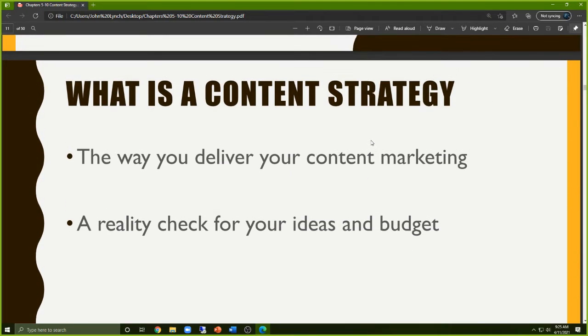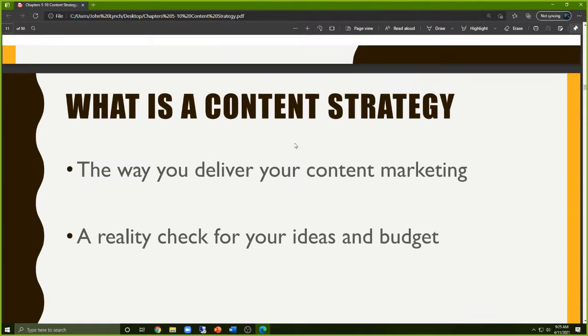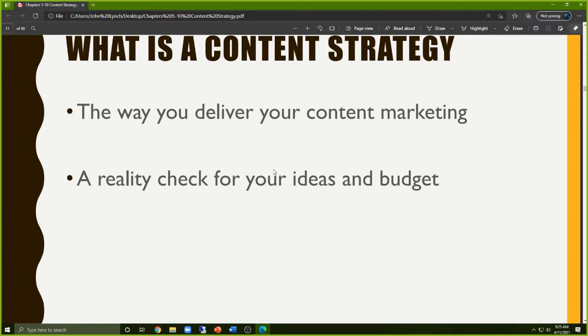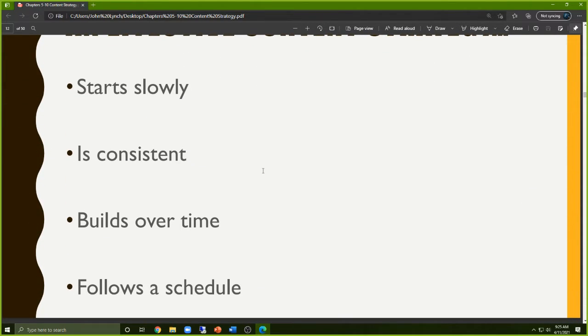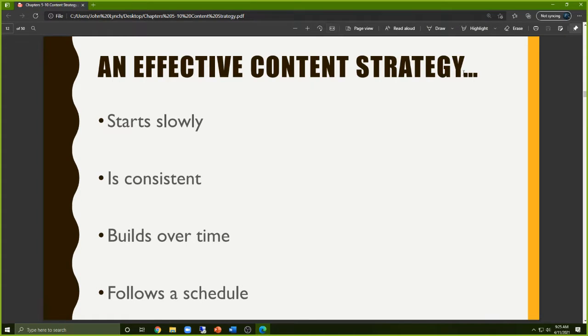Now, we talked a bit about our content strategy before as well, but a content strategy reiterates the idea of how you're going to approach sharing your intellectual property or your company's information with other people. And here are a few bullet points I would say that are for effective content strategy. And the three of these flow into each other. And the first one starts slowly.